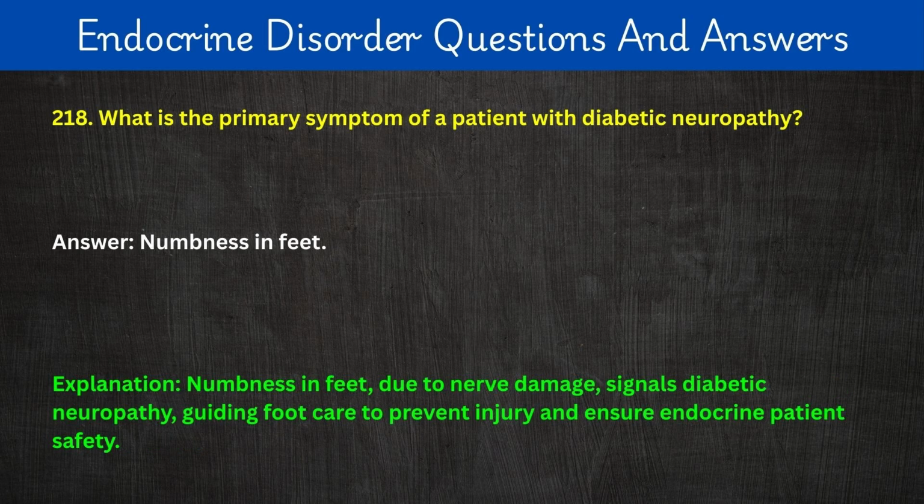218. What is the primary symptom of a patient with diabetic neuropathy? Answer: numbness in feet. Explanation: numbness in feet, due to nerve damage, signals diabetic neuropathy, guiding foot care to prevent injury and ensure endocrine patient safety.